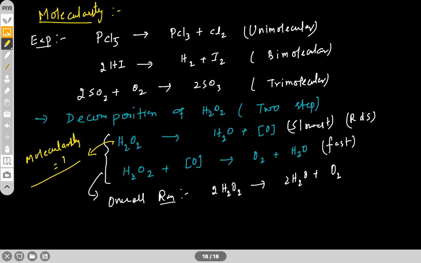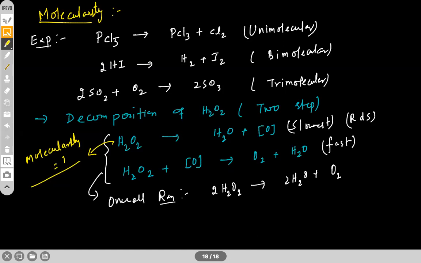Okay. Now, two more things we have to discuss. One is the reaction mechanism, and the other is the collision theory of reaction, the theory behind the reaction. Okay, see the second reaction I have given you: 2HI gives H2 and I2. This reaction is a bimolecular reaction, since two molecules are involved. But again, I'm telling you, PCl5 is unimolecular and it is a simple reaction.